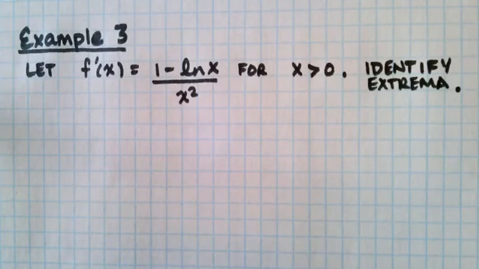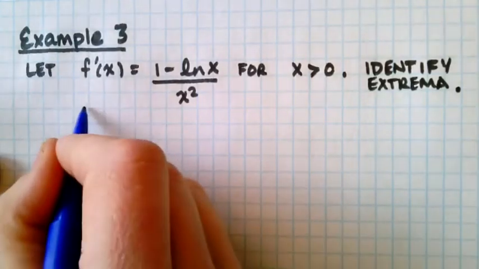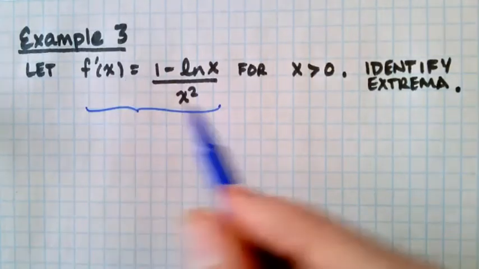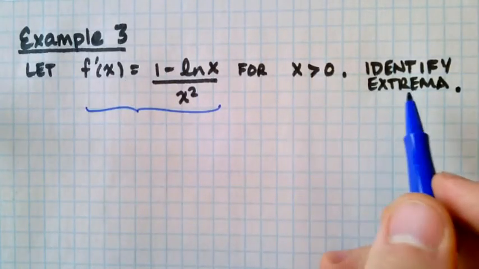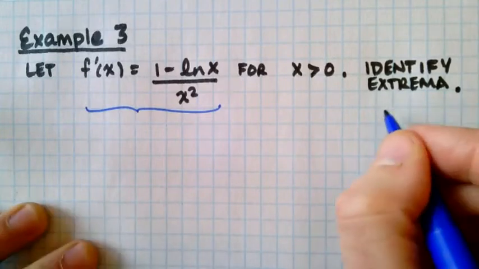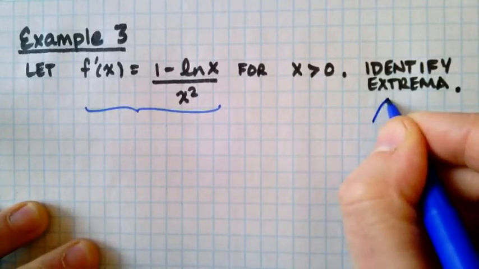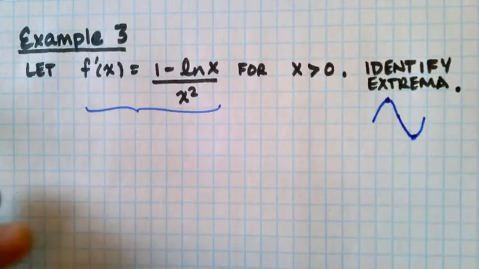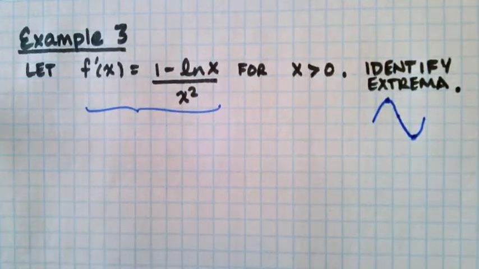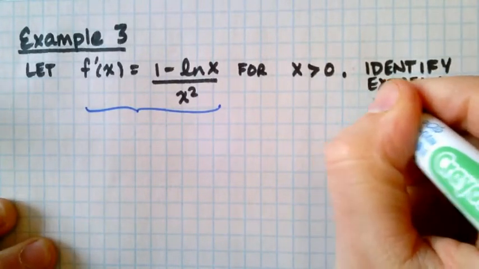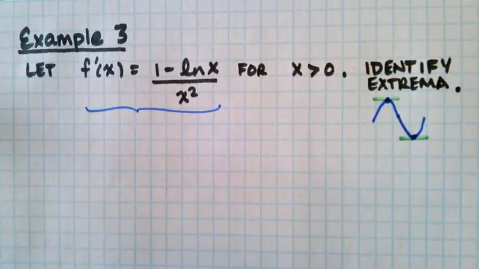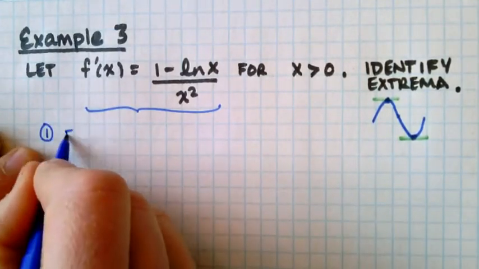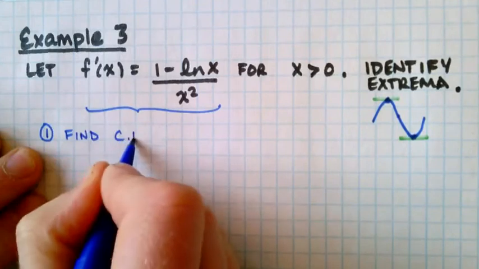So let's take an example where we're working with a function. This right here is the first derivative. So this is the rate, and we're only interested when x is greater than 0, and I want you to identify the extrema. So that means that I want you to identify the maxes and the mins. Well, the first thing that you need to know in order to find the maxes and the mins is where the critical points are happening. So step 1 is going to be find your critical points.